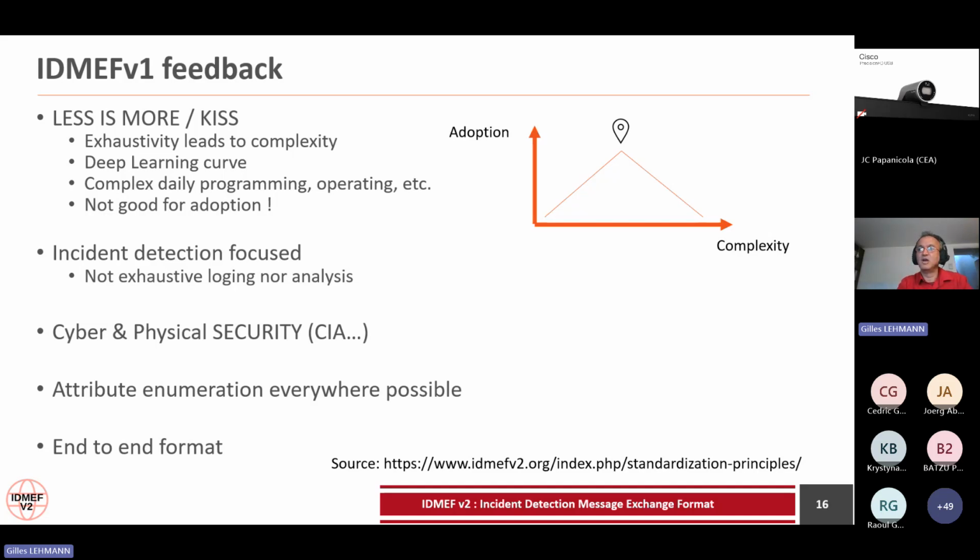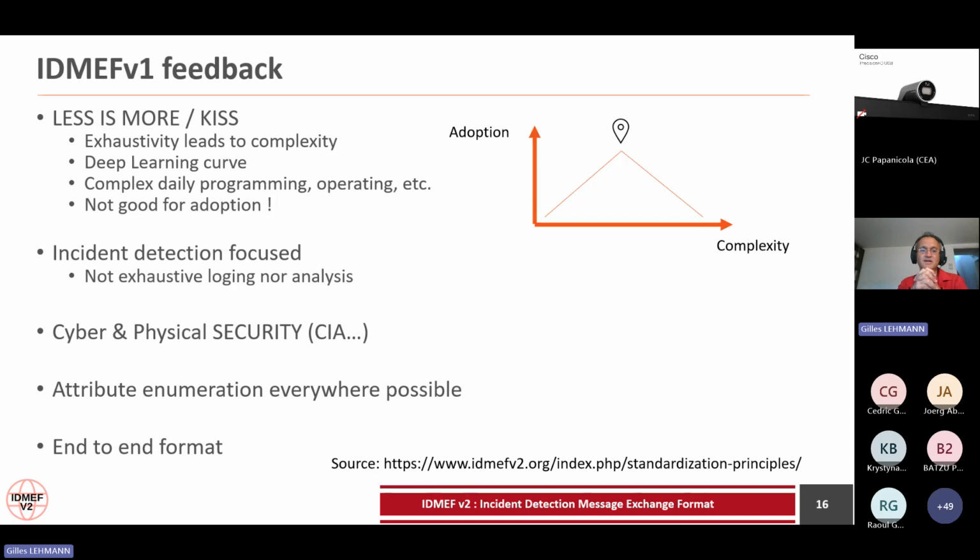Second, it is incident detection focused, so not exhaustive logging or analysis. We are not expecting to put everything in IDMEFv2. We are putting only what is necessary for incident detection. Then when the incident is detected, when you open the ticket, you start analysis, and maybe you have to go somewhere else to find information. It's even more interesting now that there are SOAR tools, which can easily get the information. So it's less important to keep the information in the format. That was the choice of IDMEFv1, and it was powerful but very complicated.